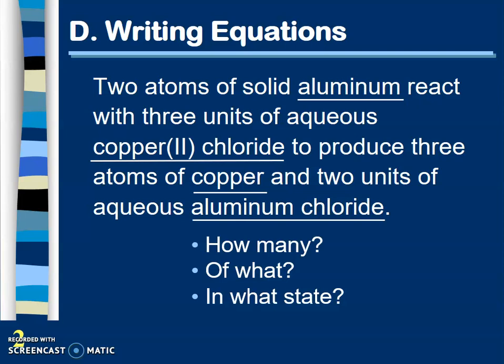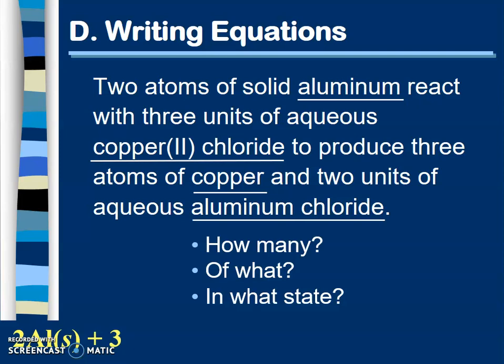So we need to check. We're going to look on our periodic table. We're going to see aluminum is Al. We see aluminum is not diatomic, so it can be by itself, so Al. And then in what state? Solid, so S in parentheses. Okay, next, react with, that's my plus sign. 3 of something, so let's go ahead and write plus 3.